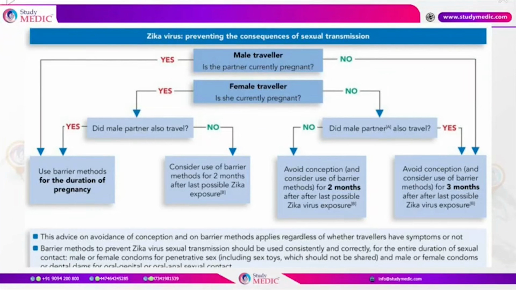So if the male is a traveler and the partner is currently pregnant, then use the barrier method of contraception during the course of pregnancy, because this will prevent the risk of further transmission. And if the partner is currently not pregnant, then they should avoid pregnancy for the next 3 months after the last possible exposure to the Zika virus.